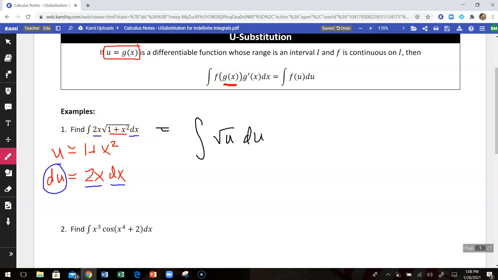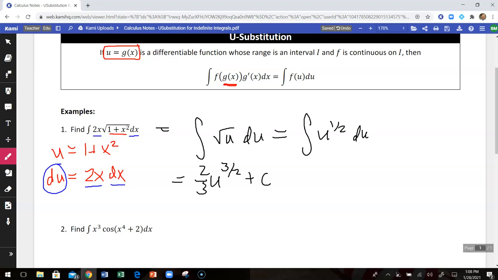So our integral simply becomes the integral of the square root of u du, which means we get the integral of u to the 1/2 du. And then I'm going to evaluate that. So this is going to become 2/3 of u to the 3/2, and then I'm going to make sure I put plus c.